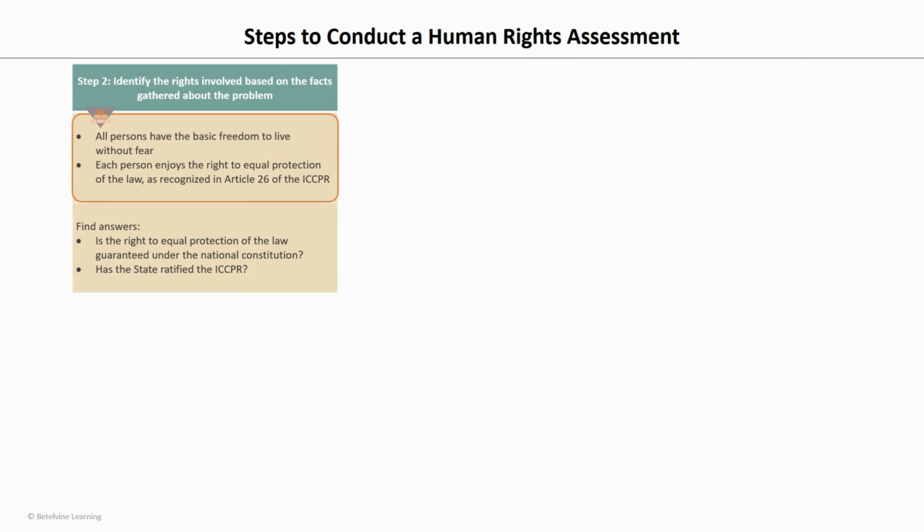Step 2. Identify the rights involved. Based upon the facts gathered about the problem, identify the rights involved. All persons have the basic freedom to live their lives without fear. In order to enjoy this freedom, each person enjoys the right to equal protection of the law. This right is recognized in Article 26 of the ICCPR. Find answers to the following. Is the right to equal protection of the law guaranteed under the National Constitution? Has the state ratified the ICCPR?